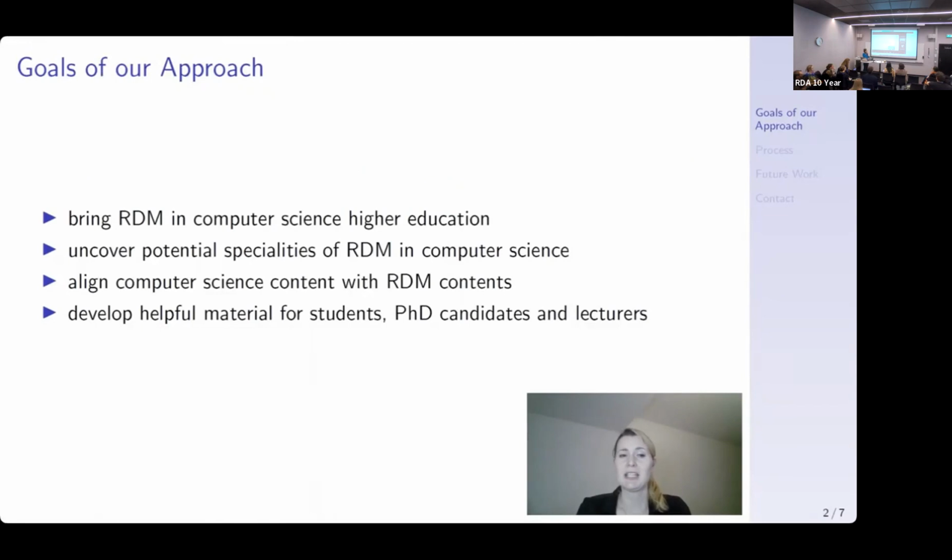Therefore, we needed to uncover potential specialities of research data management in computer science, which means that we need to know about the specific data and also the settings where the researchers handle data and what they need to know. And with the goal to align computer science and research data management also in modules for the university. And the last goal is to develop helpful material for the students and also PhD candidates, but what is much more important, also for the lecturers, to help them teach research data management in computer science appropriately.